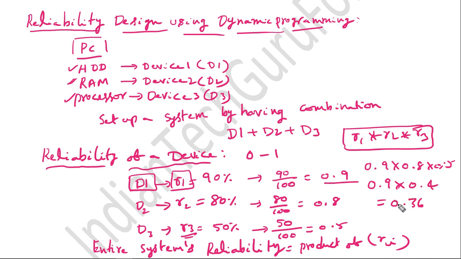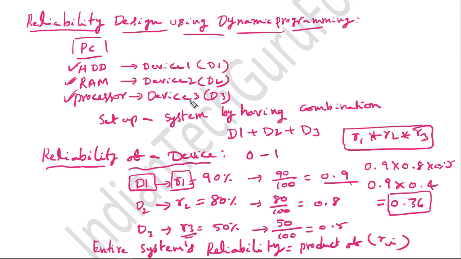Here we can see that whenever we take the entire reliability of a particular product, it will be very low. The reliability is very less. So now we will propose a system in which we may have more than one instance of a particular device. For example, we may connect more than one hard disk drive in a personal computer. Similarly, we may connect more than one RAM, more than one processor.